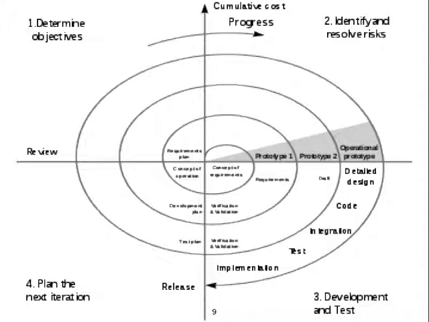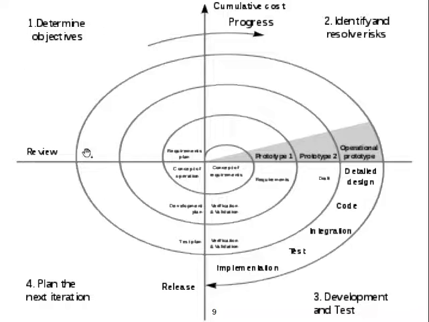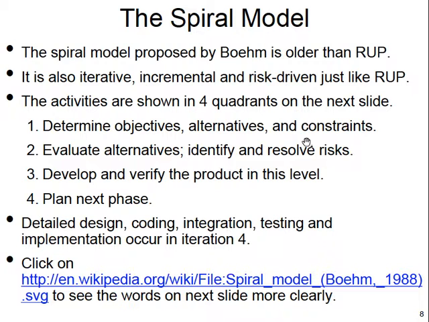Another thing is you can think of one round around the spiral as an iteration. Why is iteration very important? Because iteration gives you more frequent interaction with the customers.